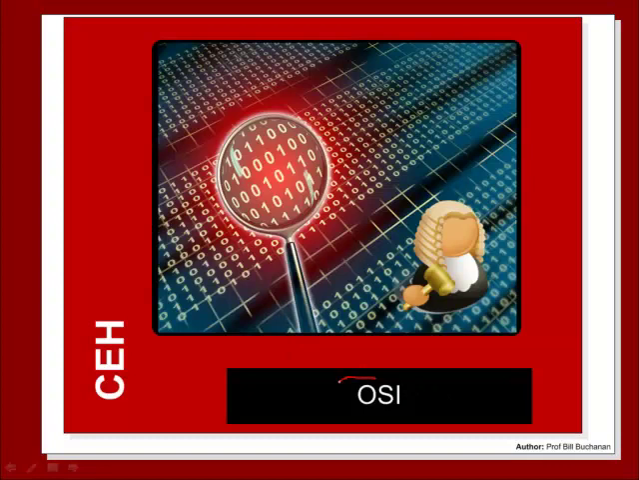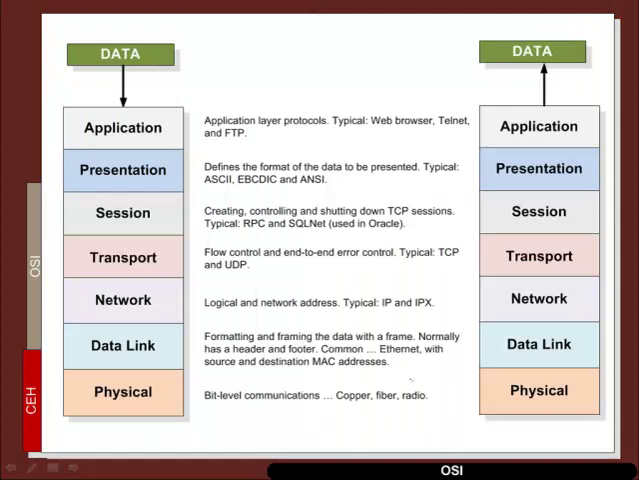Okay, so the OSI model was created by the ISO, and its main focus was to try and standardize hardware and software so that it was possible to interconnect systems together. It also reduces the overall complexity as we can look at different layers of abstraction.